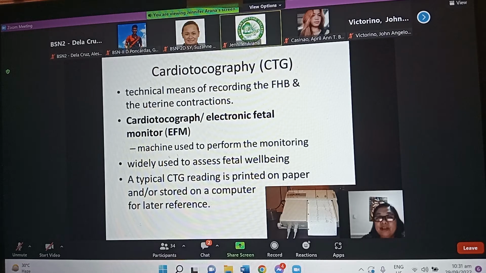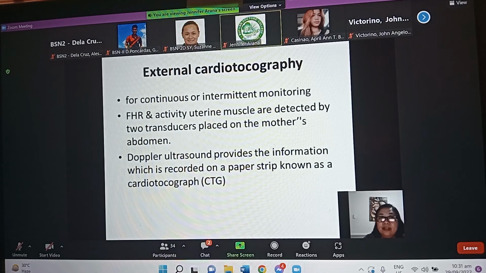Cardiotocography is a technical means of recording the fetal heartbeat and the uterine contractions. It makes use of the cardiotocograph or the electronic fetal monitor or the EFM. This is a machine used to perform the monitoring. It is widely used to assess fetal well-being. A typical cardiotocography reading is printed on paper and or stored on a computer for later references.